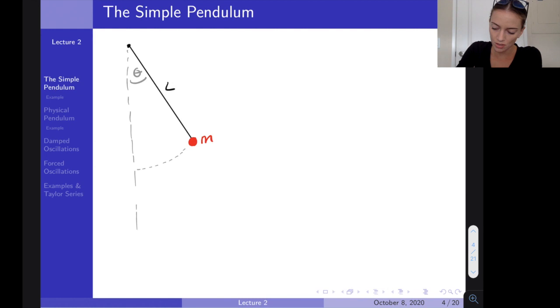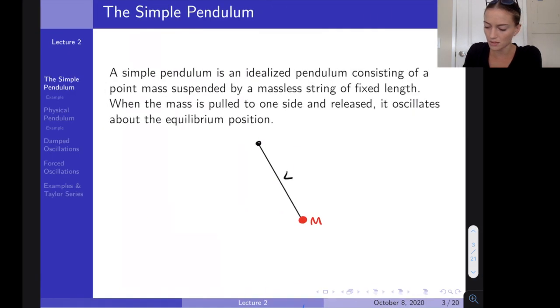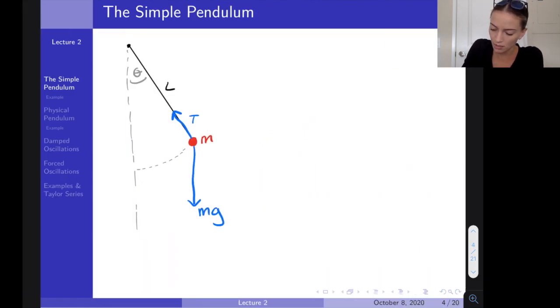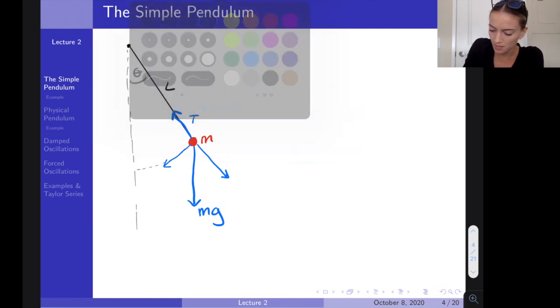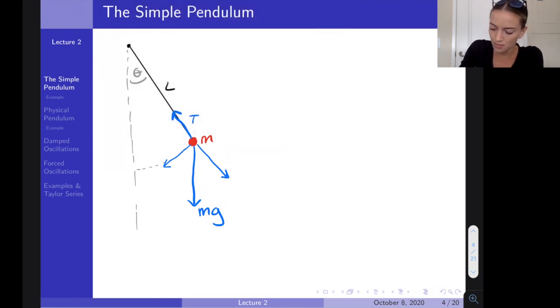So we're going to have a tension in the rope, right, going up that way. And then there's just gravity acting on it, right? So we have gravity going straight down. And then that means we're going to have a component of gravity here, and then also a tangential component of gravity there. So this will make a little triangle here.